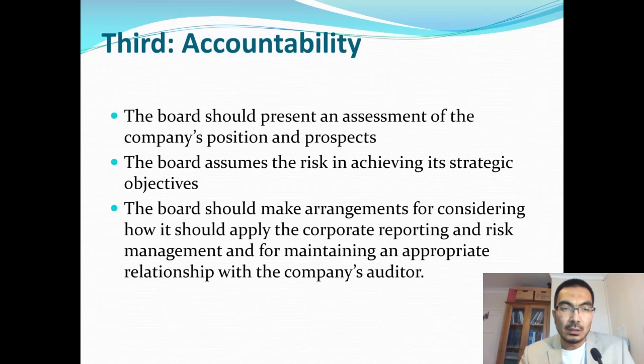Accountability is the third one. The board should present a balanced and understandable assessment of the company's position and prospects. For that, the board is responsible for determining the nature and extent of the principal risks it is willing to take in achieving its strategic objectives. The board should maintain sound risk management and internal control systems, and should establish formal and transparent arrangements for considering how it should apply the corporate reporting, risk management, and internal control principles, and for maintaining an appropriate relationship with the company's auditors.